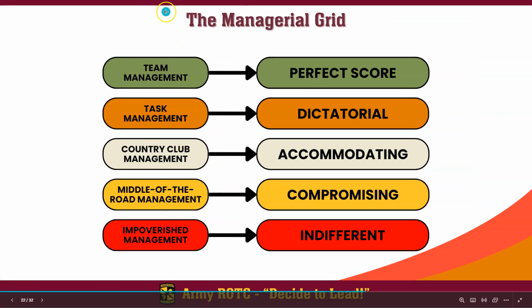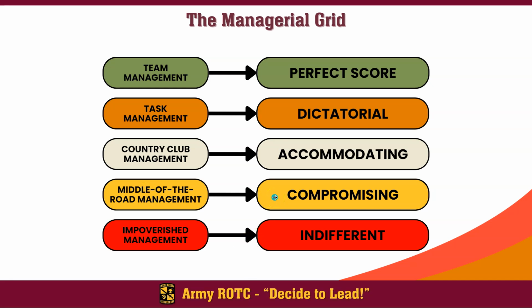Another way we can really look at this, if we're impoverished, we're indifferent. Middle of the road, we're pretty much compromising. Country club managers are very accommodating. Task management, dictatorial. And then our team management. This is where we have that perfect score. This is where we want to be. You've got the perfect balance of getting things done and taking care of your people.